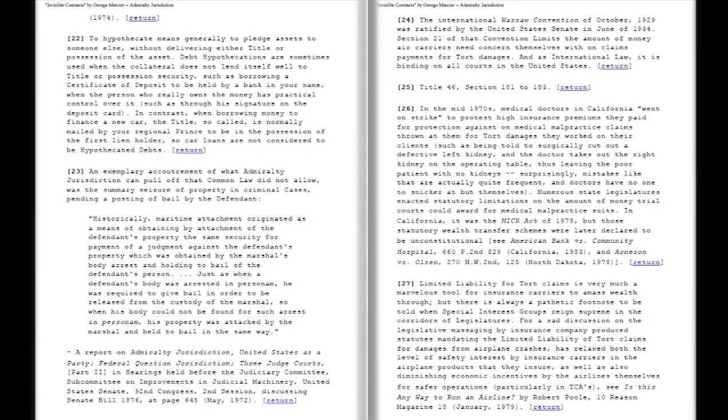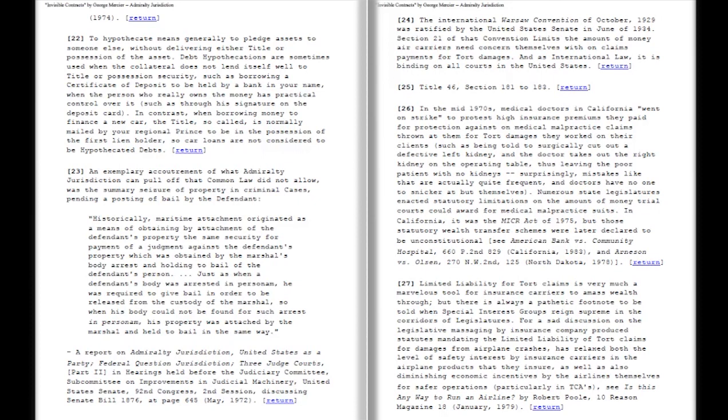A report on Admiralty jurisdiction, United States as a party, federal question jurisdiction, 3-judge courts. Part 2 in hearings held before the Judiciary Subcommittee on Improvements in Judicial Machinery, United States Senate, 92nd Congress, 2nd Session, discussing Senate Bill 1876, at page 645, May, 1972.